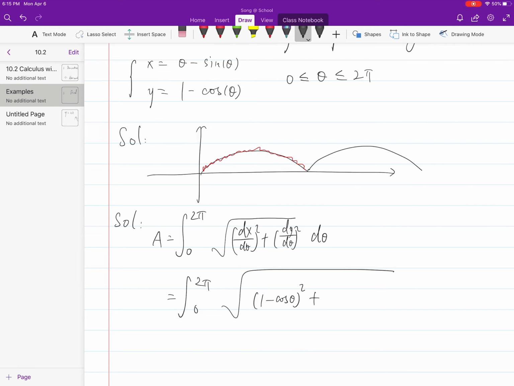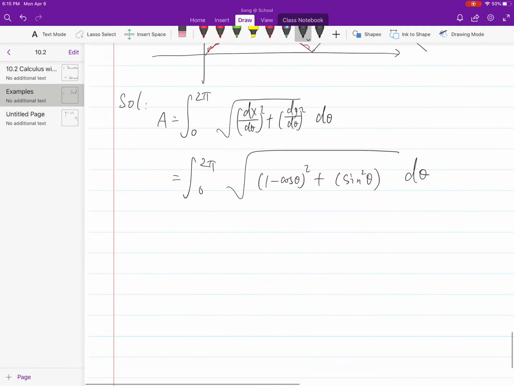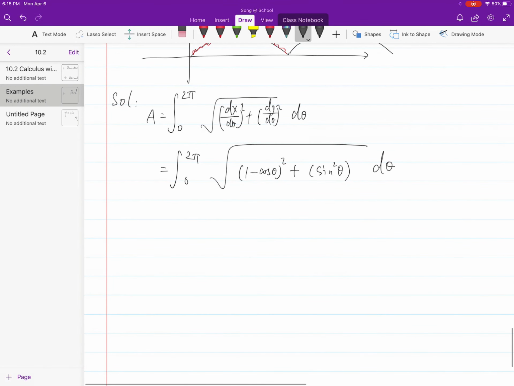Now what is dx over d theta? That is going to be 1 minus cosine theta. dy over d theta is going to be sine theta. Squared, that's going to be sine squared theta, d theta.